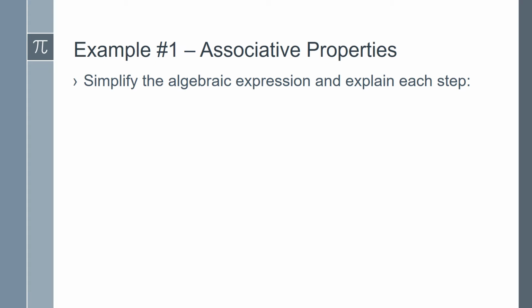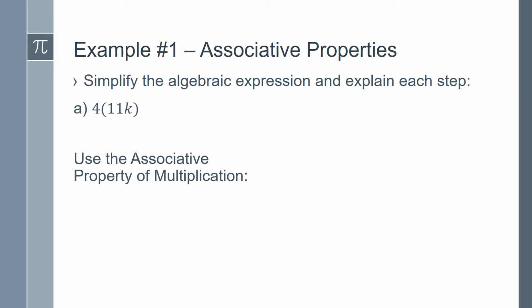We'll start by looking at examples of the associative properties. We will need to simplify the algebraic expressions. For part A, we have 4 times, in parentheses, 11k. Remember that 11k means 11 times k. These properties are important because if we follow the order of operations, or PEMDAS, we must solve the inside of the parentheses first. But because we don't know k, we can't figure out what 11 times k is. So we'll use the associative property of multiplication to regroup. And now we have 4 times 11, in parentheses, times k. 4 times 11 is 44, so our expression simplifies to 44k.